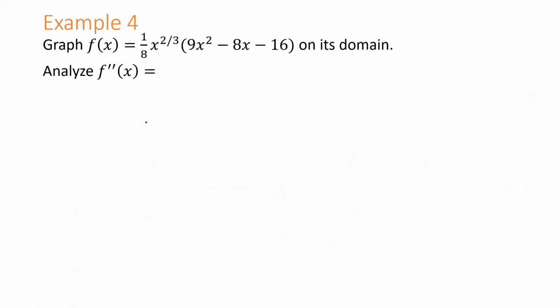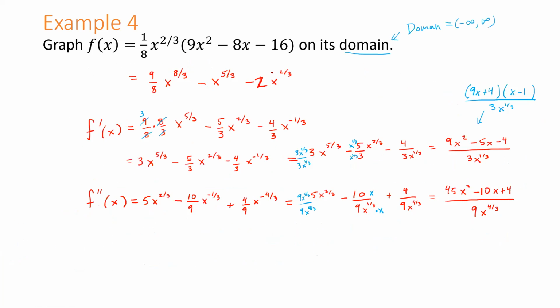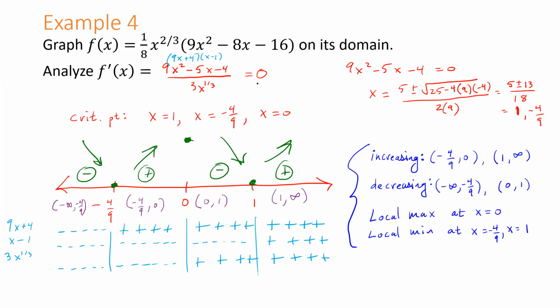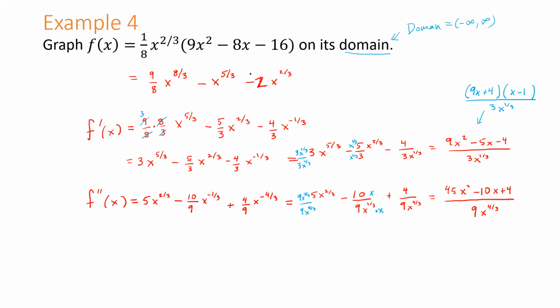So let me remind myself what we got there for the second derivative. So it's 45x squared minus 10x plus 4 over 9x to the 4/3 when we had it all combined like that. Okay, let me double check that. Yeah. Okay.